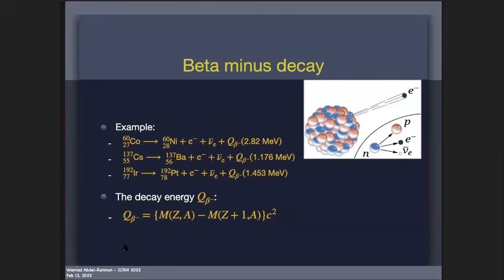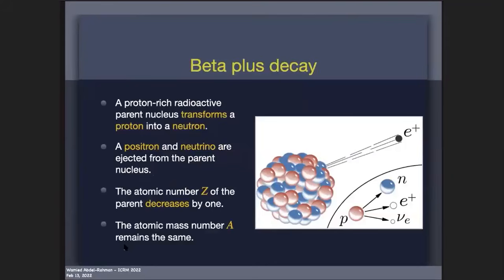One aspect about beta decay, so we'll move on to beta plus. Beta plus is the opposite, when we have a proton-rich nucleus. We have more protons than necessary. In this situation, a proton will transform into a neutron. When this happens, we get a positron emitted from the nucleus as well as a neutrino. And the atomic number of the parent will decrease by 1, but the atomic mass number remains the same.